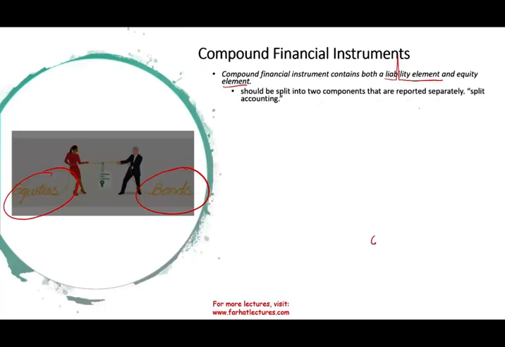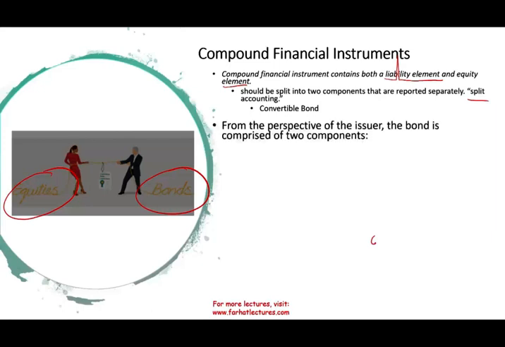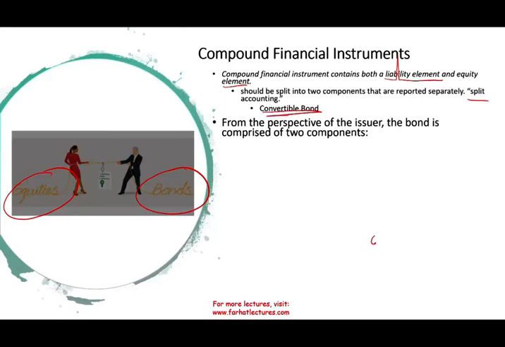So now what's going to happen is we have two instruments. Although it's one contract, one financial instrument, we really have two things to account for. This is what we call split accounting. A convertible bond is a classic example of a compound financial instrument. From the issuer's perspective, the bond is comprised of two components. So when a company sells a convertible bond, guess what?